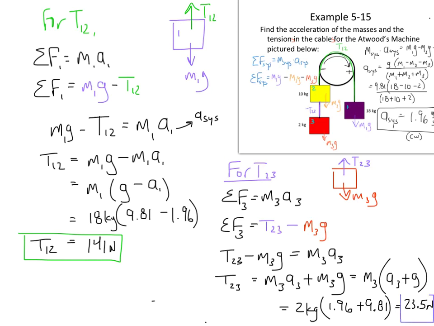And that is clearly a different tension in this string than it is in the green string right here, the green cable. All right? So that's our setup for solving what tension forces are between any two boxes. We solve for the acceleration first, and then we look at each individual box and use that acceleration and apply it to that box to find the forces that are on it.